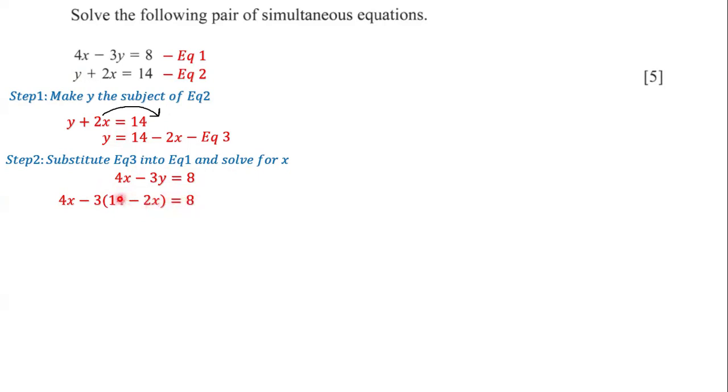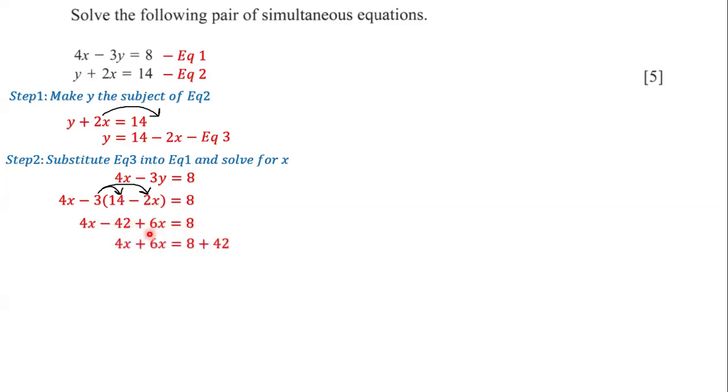Now we have to take negative 3 and multiply it by 14, and negative 3 multiplied by negative 2x. What does that give us? Negative 3 times positive 14 is negative 42, and negative 3 times negative 2x is going to be positive 6x. And so we have 4x minus 42 plus 6x is equal to 8.